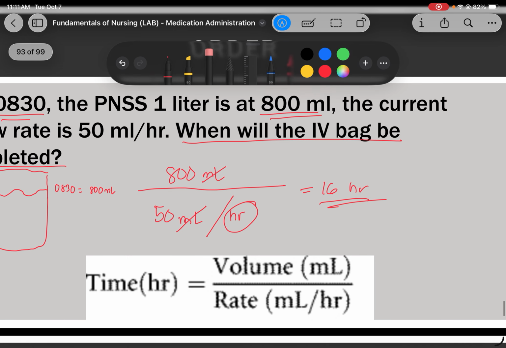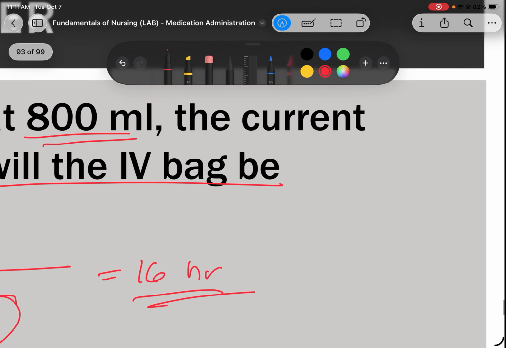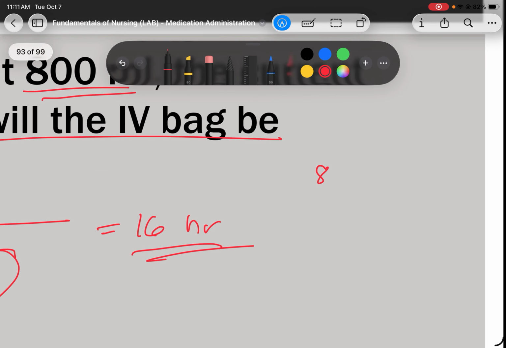So what we need to do is use the clock. At 8:30 in the morning, we'll use military time, 08:30, okay? It was at 800 ml. If we want to finish this bag, we will need to add 16 hours. So we add 16 hours. So how do we add 16 hours?